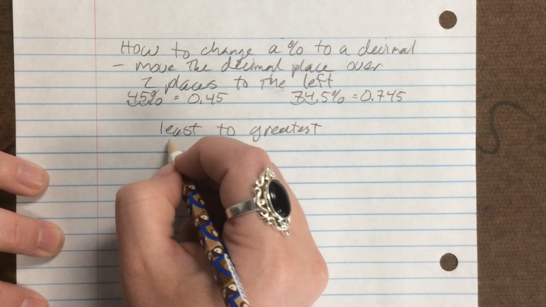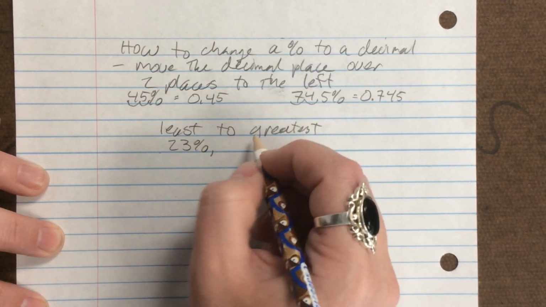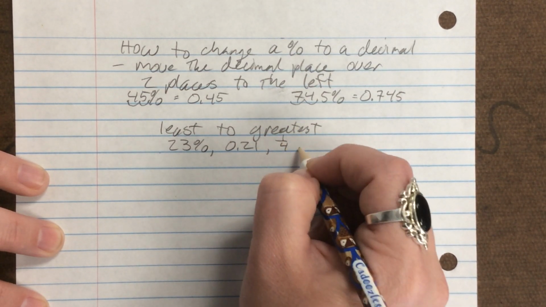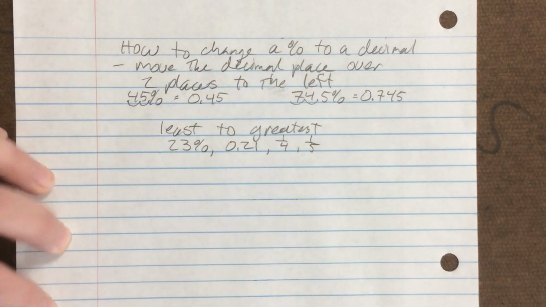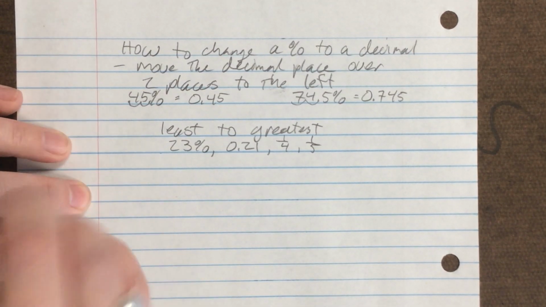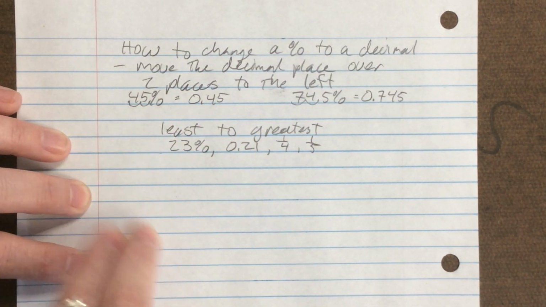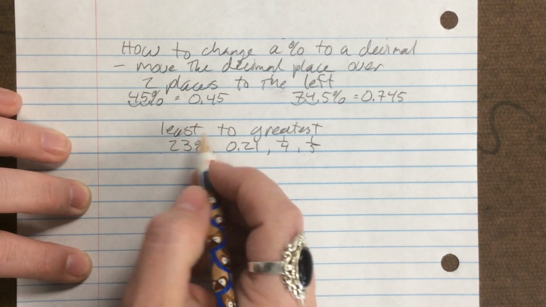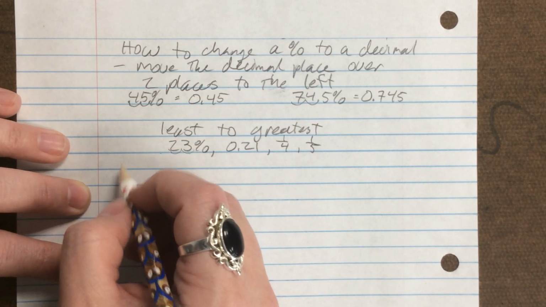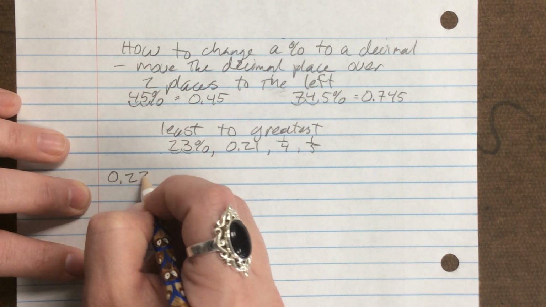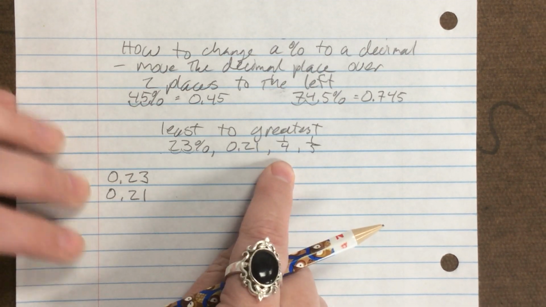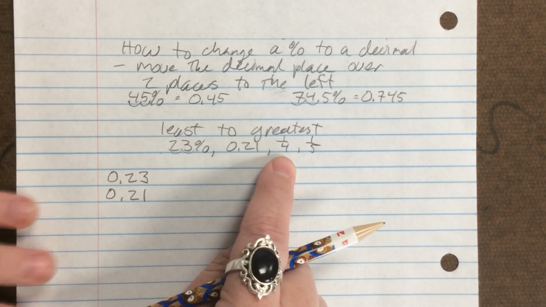All right, so let's do one more example then of least to greatest. All right, and we're going to compare 23% and 0.21 and 1/4 and 1/5. So right now we only have one number that's even a decimal. We have to change all the other ones. Okay, so here we go. I'm going to change them and I'm going to write them vertically so we can compare place to place.